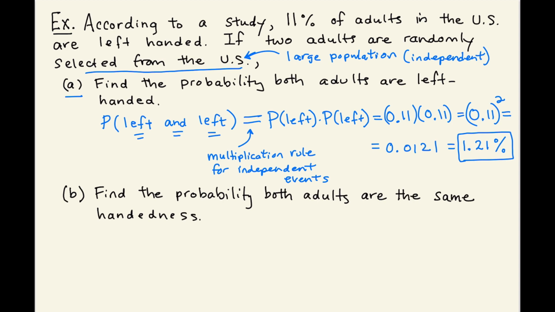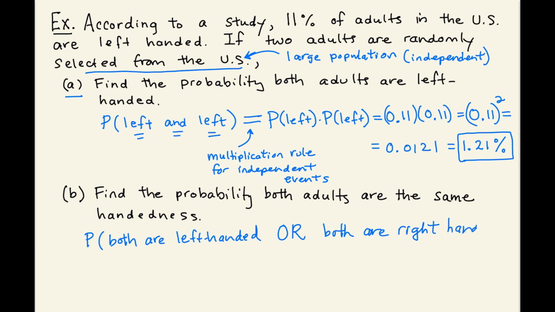So let's take a look at the second question. Find the probability that both adults are the same handedness. So as I said, this can be translated as the probability that both are left-handed or both are right-handed. Okay, and then when I see the or, that immediately makes me think of the addition rule.